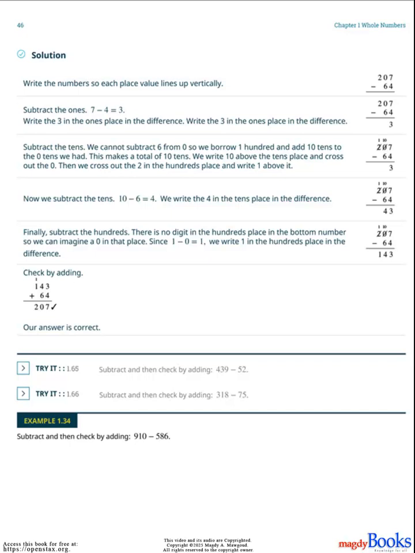3. Check by adding. 143 plus 64 equals 207. Checkmark. Our answer is correct.